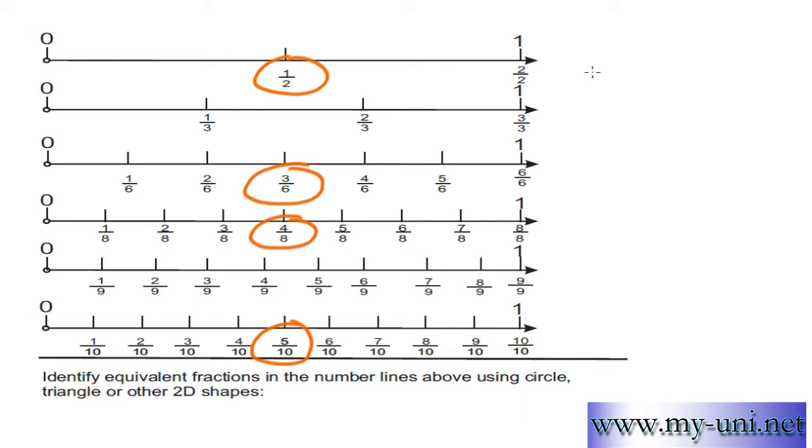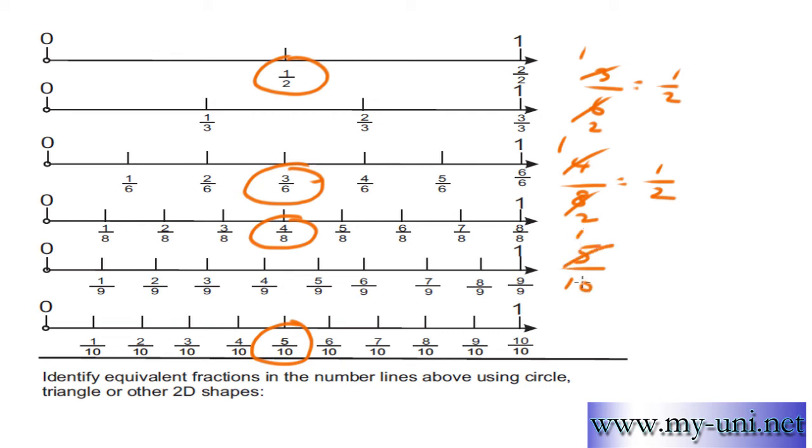So if you simplify 3 over 6, which is this one, it should simplify to 1/2. Okay, so 3 times 1 is 3, 3 times 2 is 6. So 3 over 6 is also equal to 1 over 2. 4 over 8, 4 times 1 is 4, 4 times 2 is 8. So 4 over 8 will also reduce to 1 over 2. And 5 over 10 will also reduce to 1 over 2. 5 times 1 is 5, 5 times 2 is 10. So all equivalent fractions will always reduce to the lowest term, which in this case is 1 over 2.